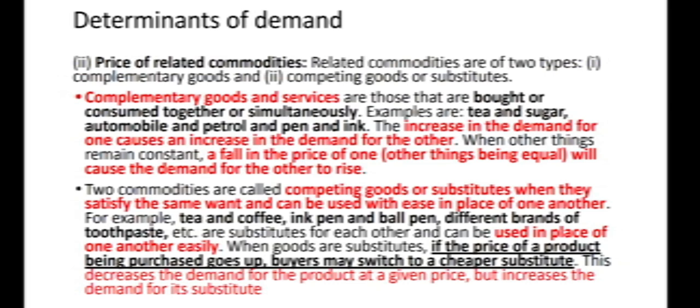Complementary goods go together like tea and sugar or car and petrol. If the price of petrol drops, more people use cars, so the demand for cars goes up. Whereas substitute goods are used in place of each other, like tea and coffee. So if the price of coffee goes up, many people may switch to tea.